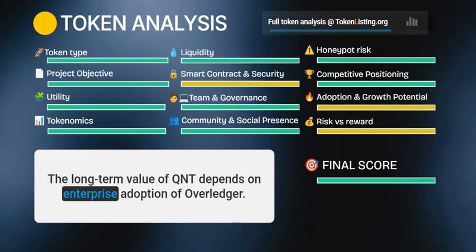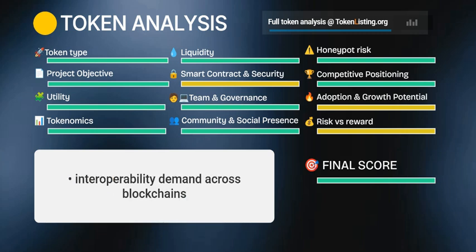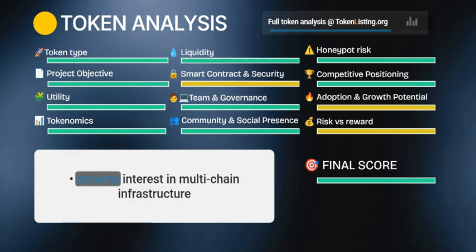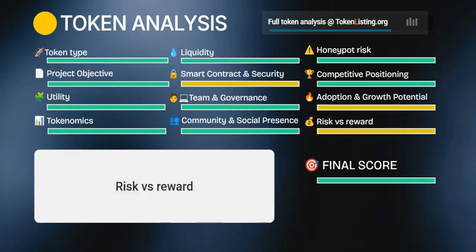Adoption and growth potential. The long-term value of QNT depends on enterprise adoption of Overledger. Positive factors include interoperability demand across blockchains, integration potential with financial institutions, growing interest in multi-chain infrastructure. However, adoption metrics are less transparent compared with fully on-chain ecosystems.